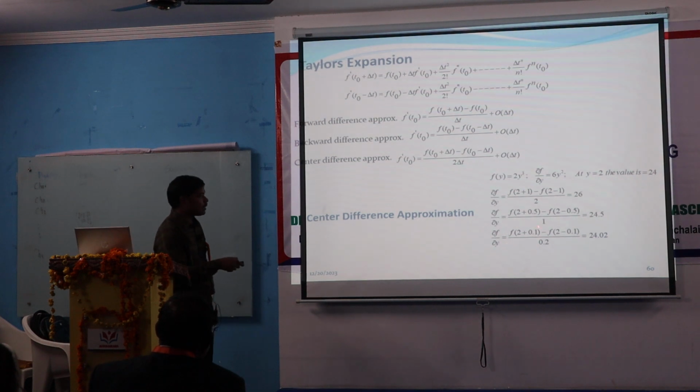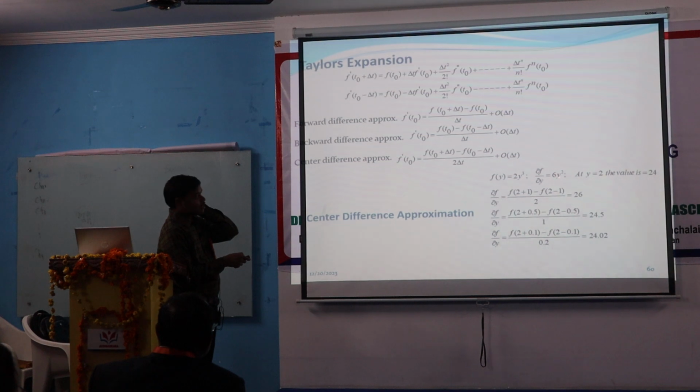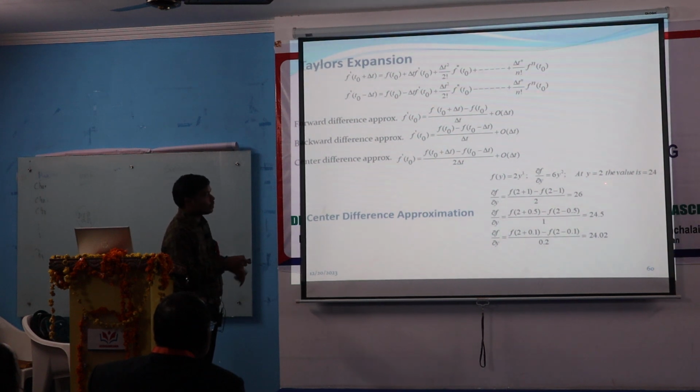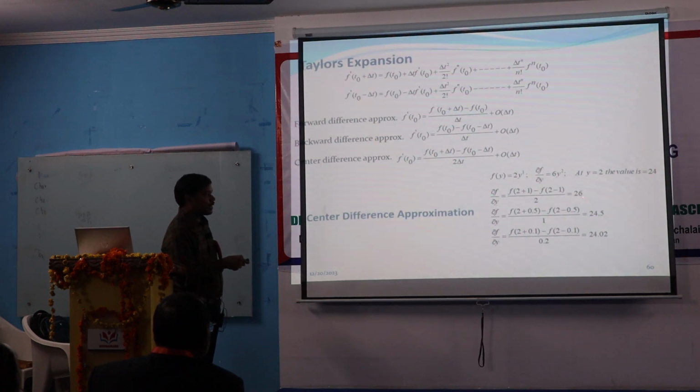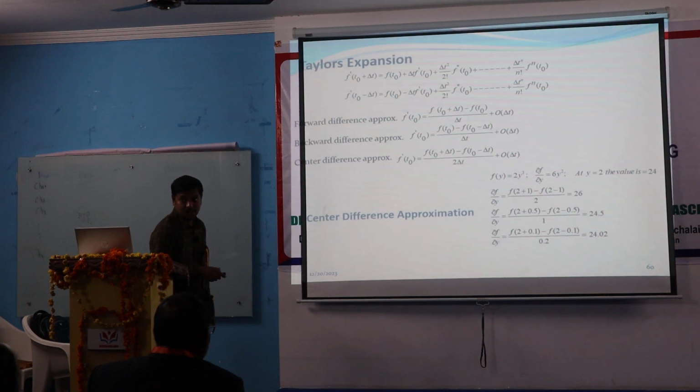Some numerical calculations I have done here. There is a function f of y, and you want to take the derivative with respect to y at y equal to 2. The exact value is 24. If you substitute y equal to 2, the exact value is 24. But if you do the center difference approximation, the first equation gives 26 and the second gives 24.5. If you take the average, the value is very near to the exact value.